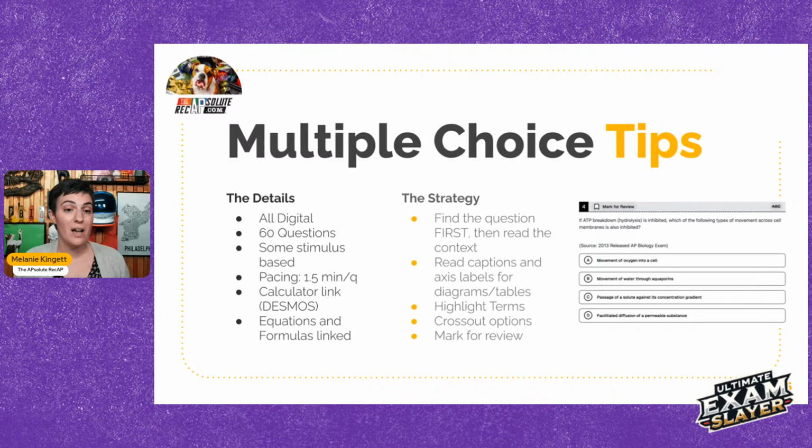You can do this inside AP Central right now. So if you haven't tried that, ask your teacher to assign you some type of practice questions or practice test so you can use that within the system and get comfortable with that drop-down formulas.